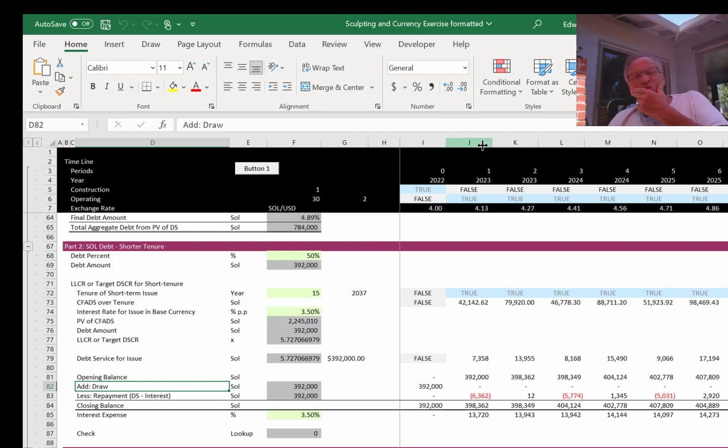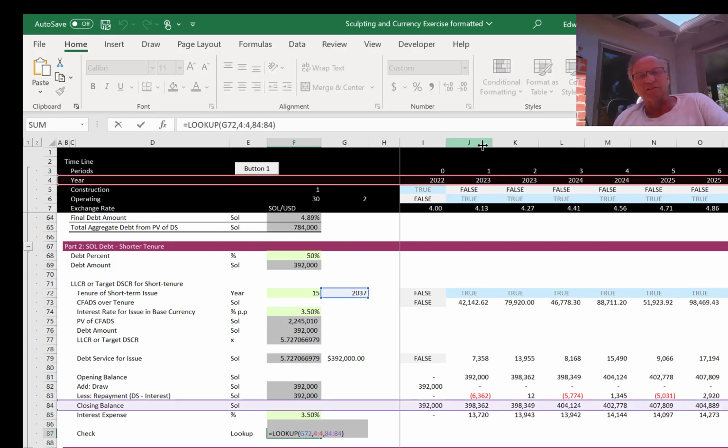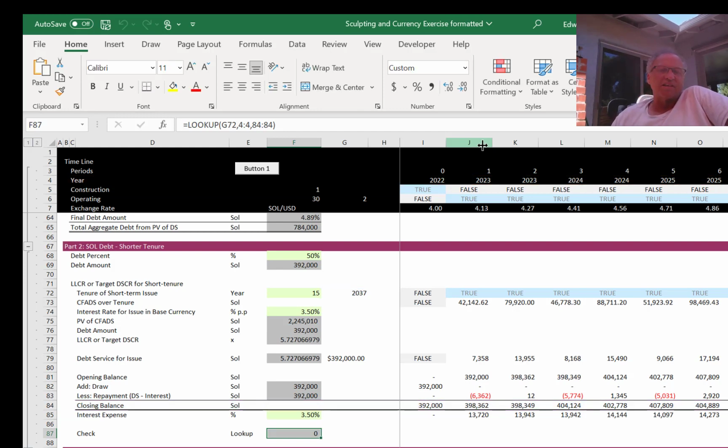Okay. And what you can do then is, no matter whether the debt is sized based on the total cash flow, when we have the target DSCR driving the debt size, or whether the debt is constrained by the maximum debt to capital, no matter what, you compute the PV of the CFADS and you get your sculpting, and then at the very end you use a little lookup function to make absolutely sure that your debt is paid off, and you can use that in a test. Okay, and that's our first one.